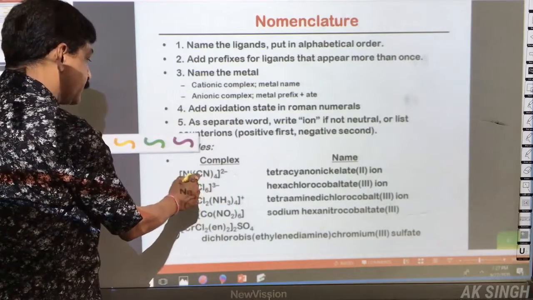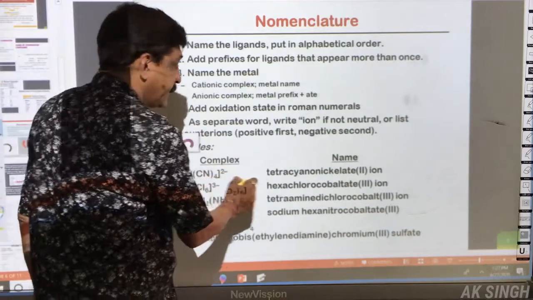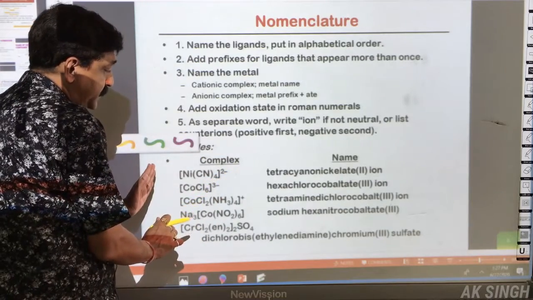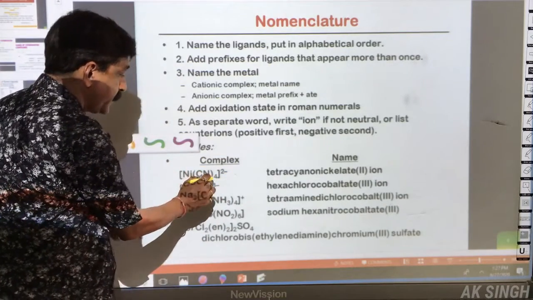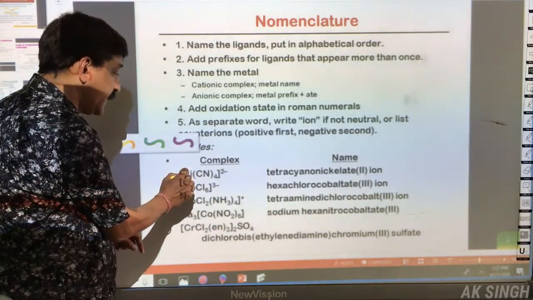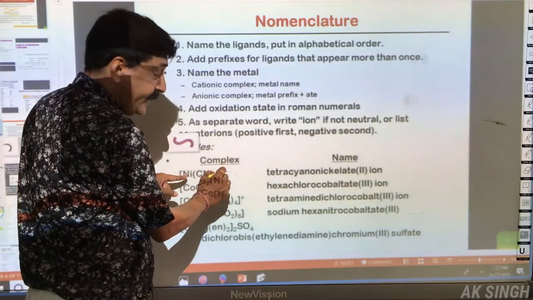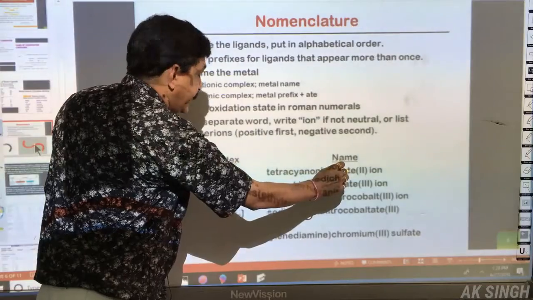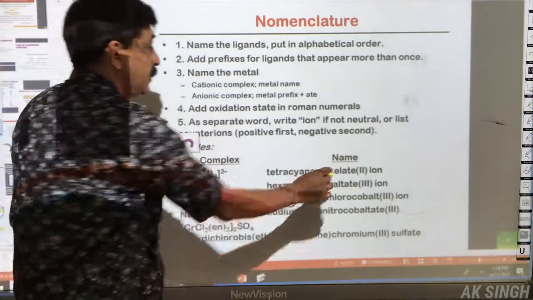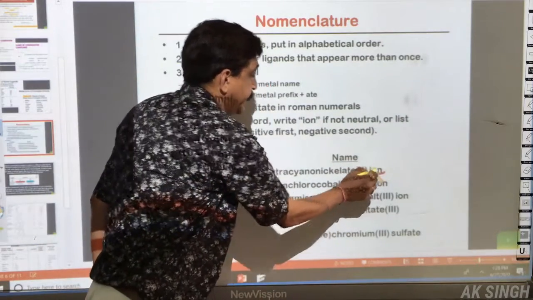All these are the examples. The 2 negative charge means it is ionic, so the nomenclature will be: there is no positive ion on this side, so we will name it directly. Tetracyanido, then nickel. Because it is anionic, we put -ate as suffix, nickelate, and then the oxidation number, 4 minus 2, that is 2, and put the word ion because it is ionic.